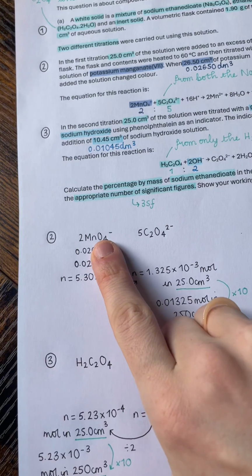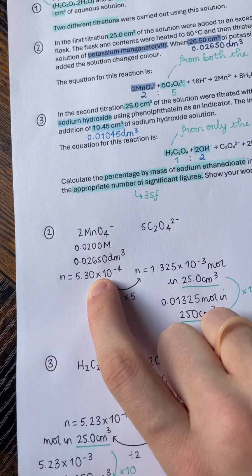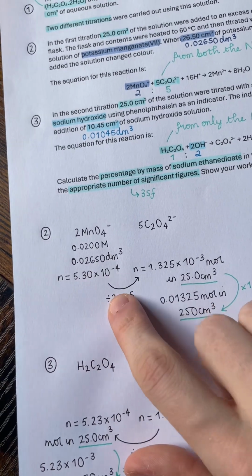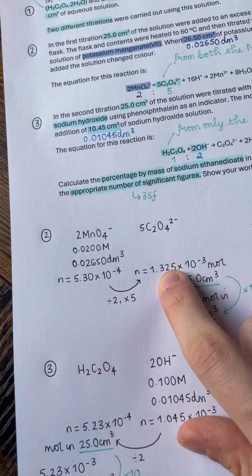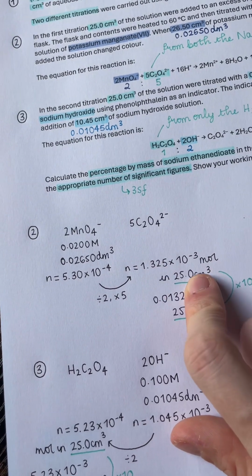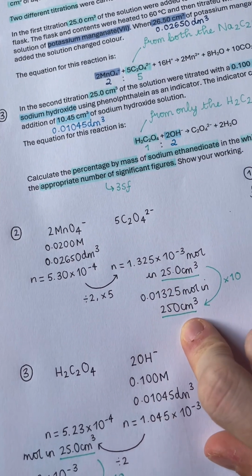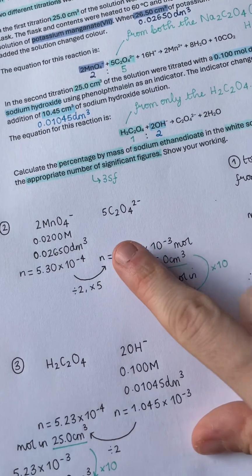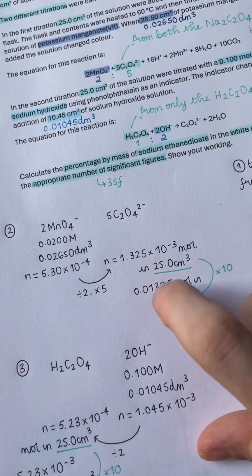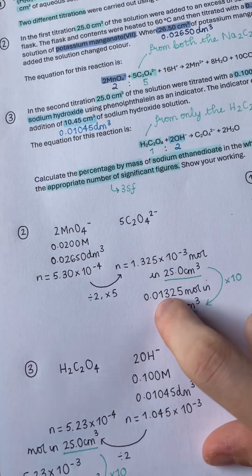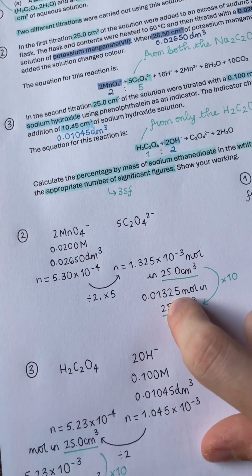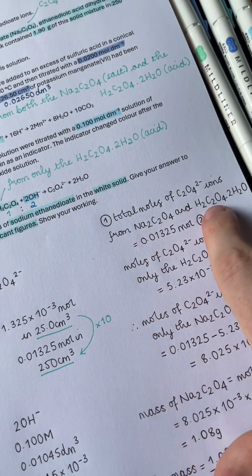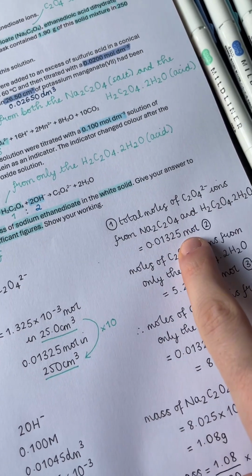So there's my working out for getting the moles of the potassium manganate from the concentration and the volume that I converted into decimetres cubed. Then using the ratio to get the moles of the C2O42- ions, and that would be the moles in 25 centimetres cubed. So to get the number of moles in 250 centimetres cubed, I need to times it by 10. So I took the 1.325 times 10 to the minus 3 and timesed it by 10. So that is how many moles we have of the ethane dioate ions in both the Na2C2O4 and the H2C2O4.2H2O. That's that total there.